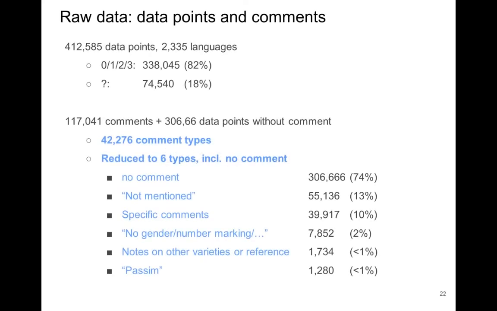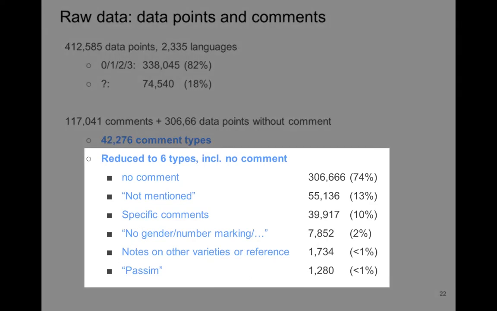First, we have a lot of data at our disposal. These data include 412,000 data points, including 74,000 question marks. They also include 117,000 comments, which can be divided into 42,000 different comment types. For our analysis, we reduced those 42,000 to 6 types.